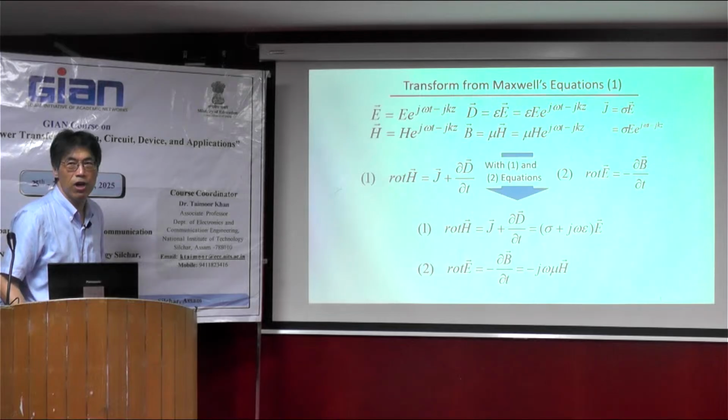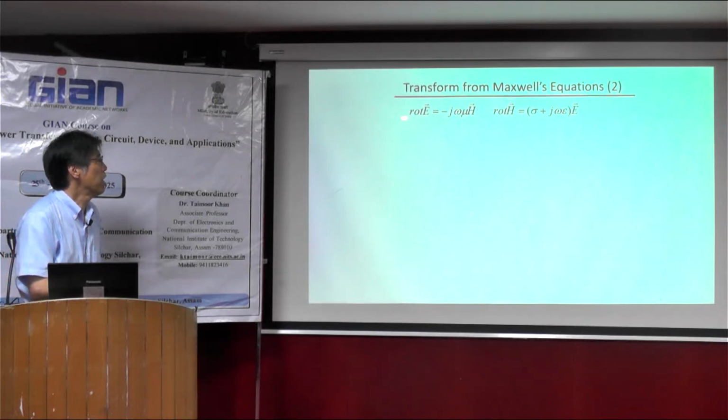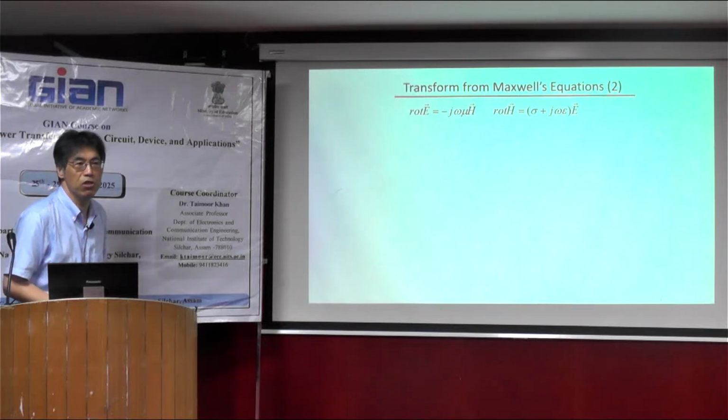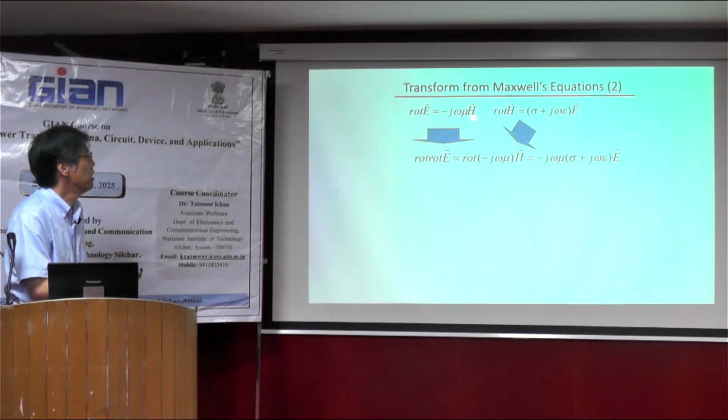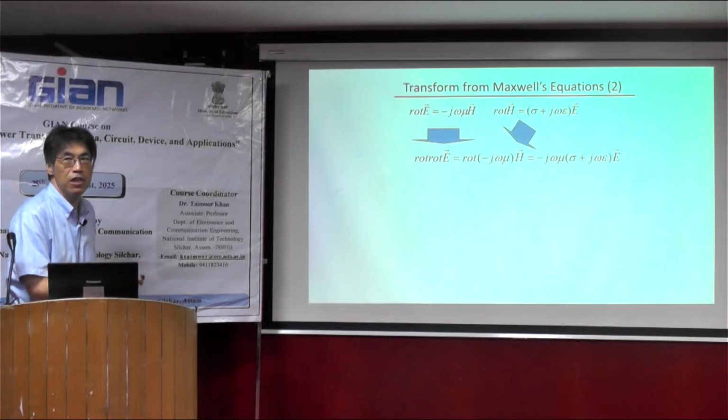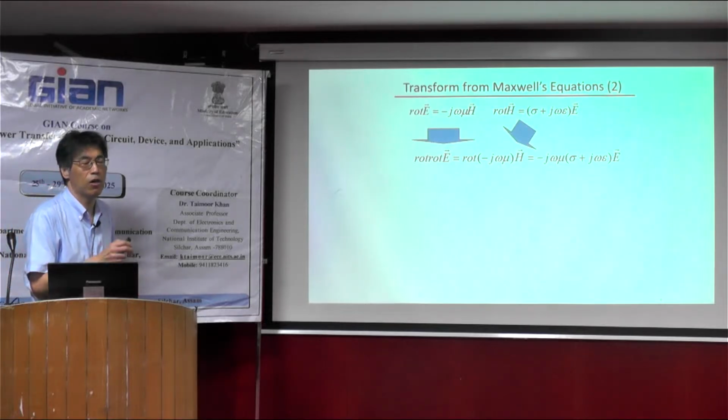So next we need to transform this rotation of the vector equation. Now we have these two equations from Maxwell's equations number 1 and number 2. Here you can see the same H or same E. And now the current problem is to solve for the electric field E.